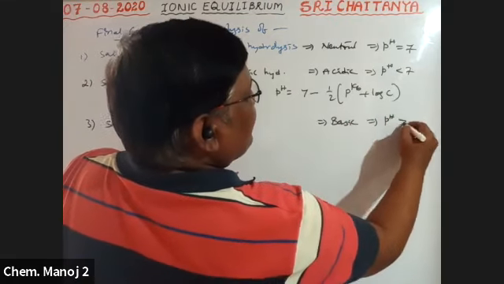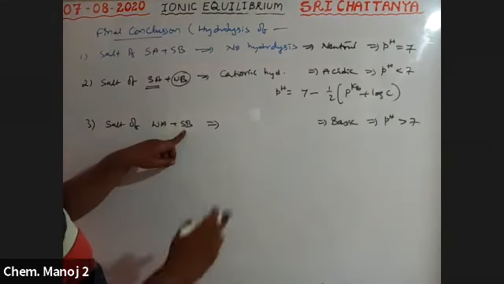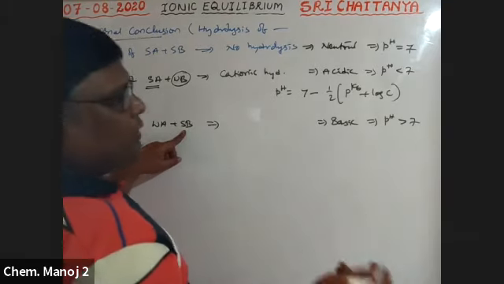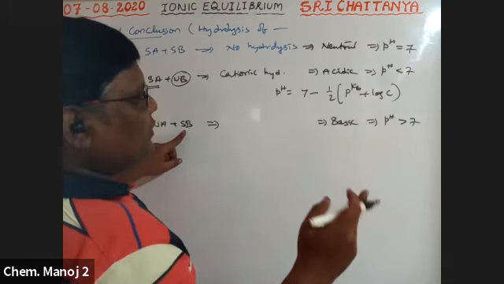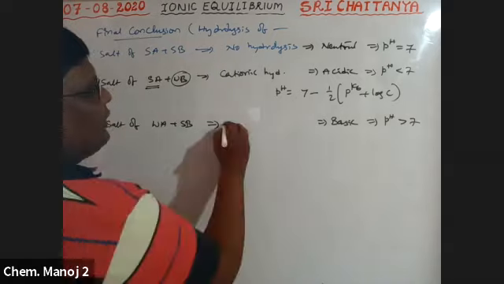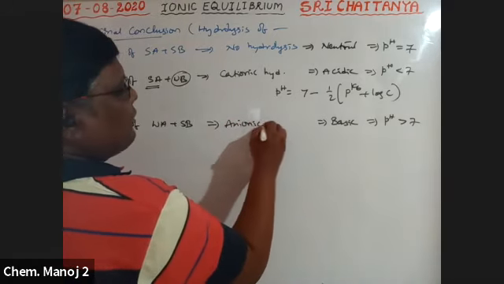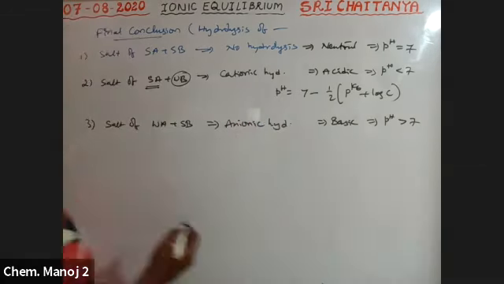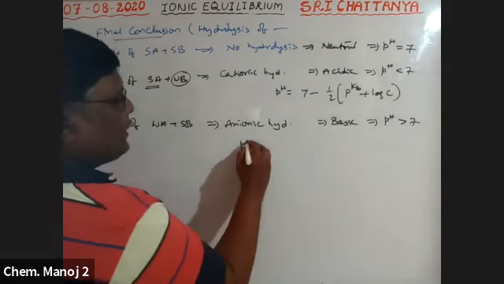Basic means the pH is greater than 7. Basic means OH minus, which is a negative ion. Therefore, it is anionic hydrolysis. How to calculate pH?